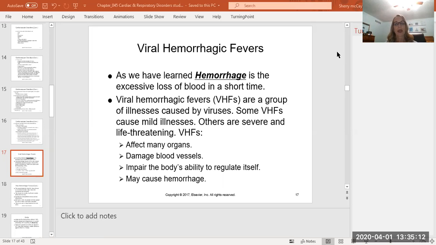All right, so as we learned in the past, hemorrhage is an excessive loss of blood in a short amount of time, okay? Viral hemorrhagic fevers, or VHFs, are a group of illnesses caused by viruses. Some VHFs cause mild illnesses, others are severe and life-threatening. They can affect many organs, damage blood vessels, impair the body's ability to regulate itself, and may cause a hemorrhage.